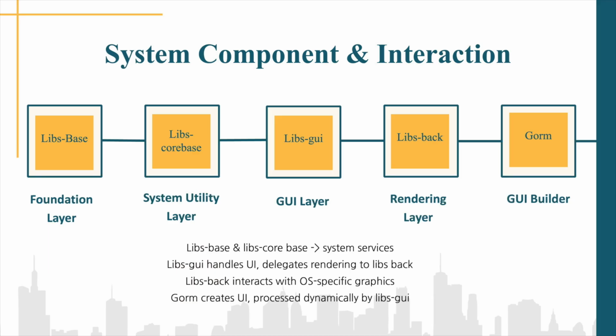GNUstep has 5 large architectural components, and each one has a specific role. 3 of them we mentioned in the architecture style, which are libs-base, libs-gui, and libs-back.